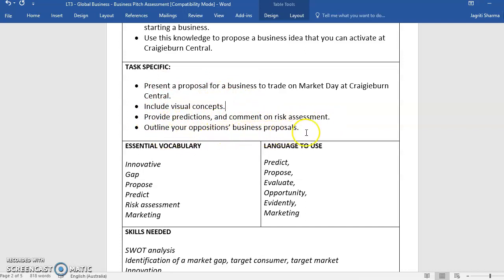Outline your opposition's business proposals. So who is going to be a competitor? Who is your opposition in the business? If you're looking at doing a cookie business, who else is doing a cookie business there? What are their business proposals? How are you going to overcome that?